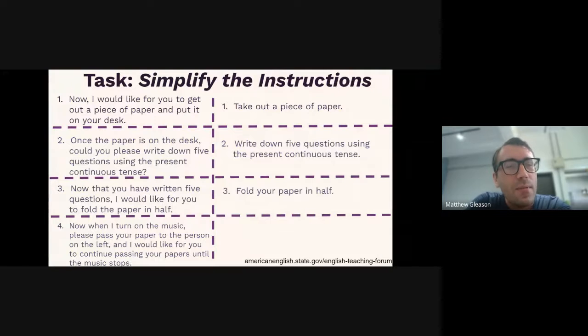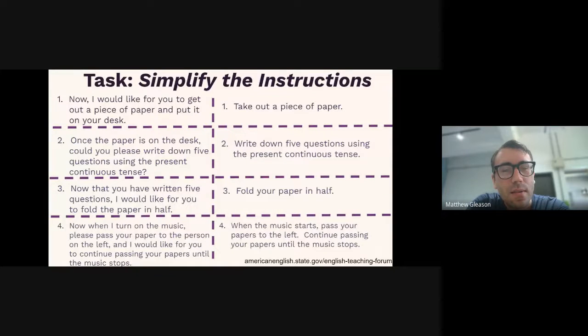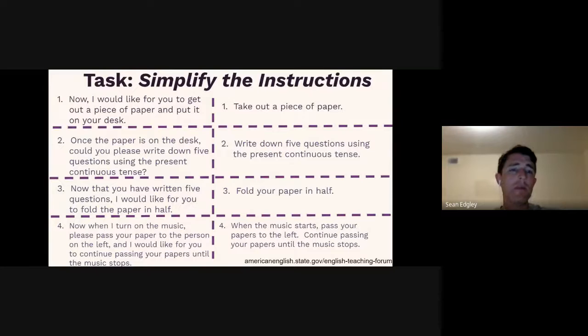All right, and let's see what our answer is. Oh, a little wordy. When the music starts, pass your papers to the left. Continue passing your papers until the music stops. So I think you guys had better answers. What do you think, Sean? Yeah, definitely. I mean, that one's tricky because there's basically 2 instructions in one, if you think about it, right? Yeah, the ones they wrote look much better, shorter.